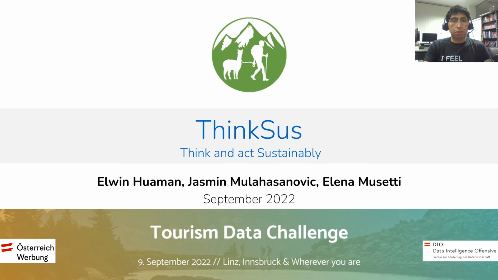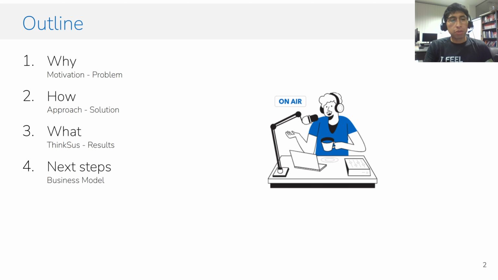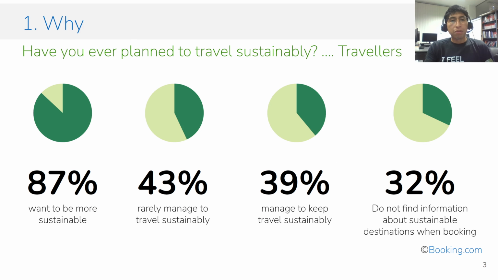Think and act sustainably. The outline of our presentation will start describing our motivation, then the approach and proposed solution, then we introduce ThinkSus as a result, and finally we present our next steps like the business model and so on. So, have you ever planned to travel sustainably?